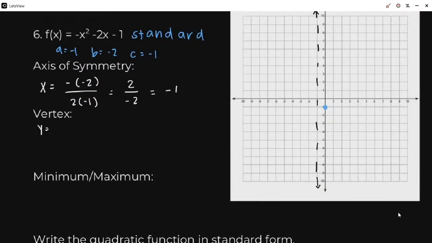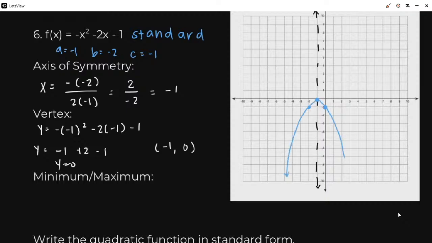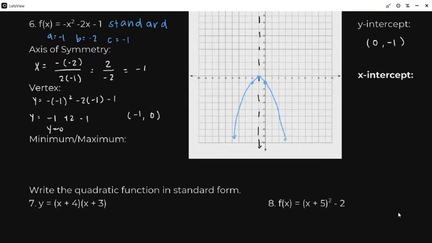Okay, so for the vertex, we're going to plug in negative 1 in for x. So we get negative 1 plus 2 minus 1, which means we get 0. So negative 1, 0 is our vertex, which is right here. So we can reflect that right there. And it's opening down. So this is going to have a maximum since it's opening down, and it's going to be at y equals 0.